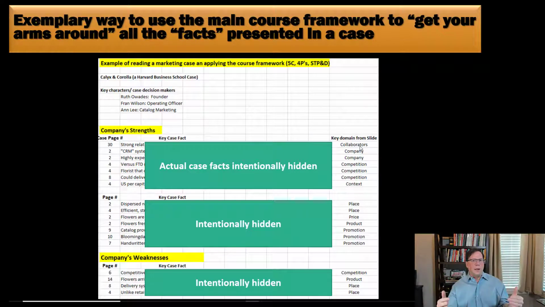Is that something about collaborators? Is that something about the company itself? Is that something about competition? Is that something about the context? And then I've got some organization of that. It's not organized in the way this is. I may see that these are strengths and capture that on the front end, but I may not know until I've completed the case whether these are really strengths or really weaknesses.